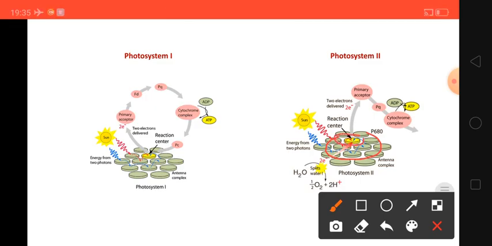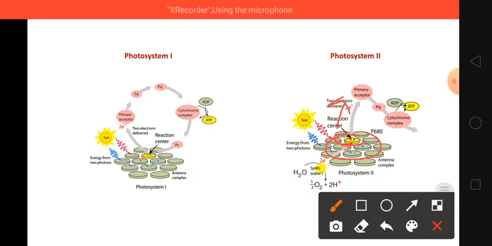When the sunlight falls on the accessory pigments, the photons are accepted and then transferred to the main reaction center. Again, due to the extra energy received, a pair of electrons will be liberated up and accepted by the primary acceptor. Okay? Now you will be wondering whether photosystem 1 and photosystem 2 are similar.